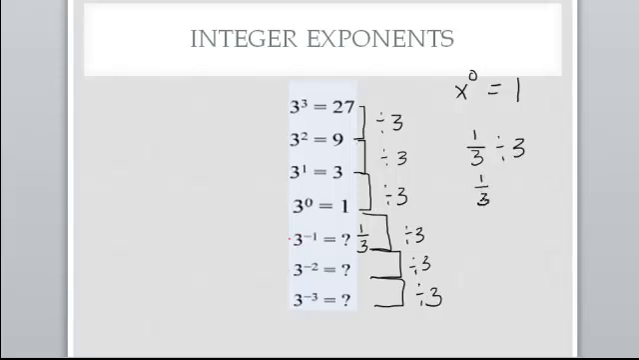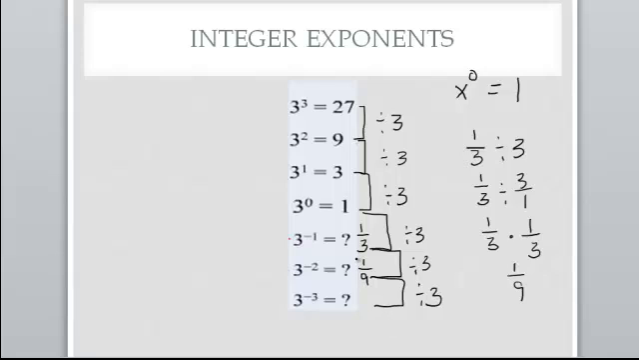That's the same thing as 1/3 divided by 3 over 1. Do you remember how to divide fractions? You bring the first one down, change the division to multiplication, and flip the second one over. So 1/3 times 1/3 is really 1/9. So 1/3 divided by 3 is 1/9.